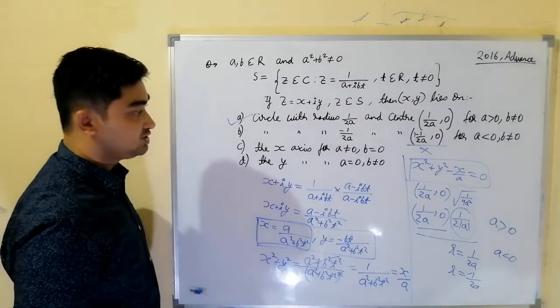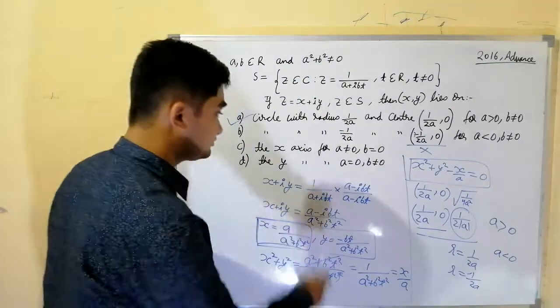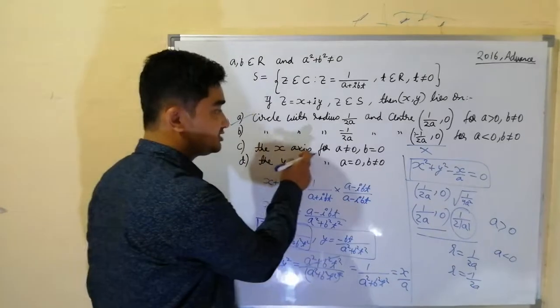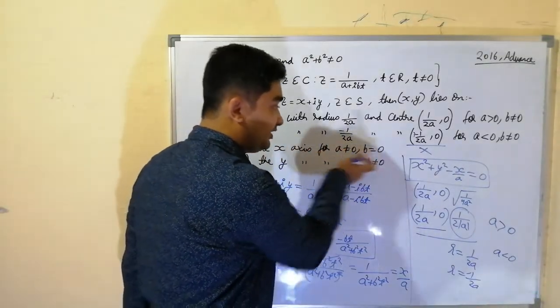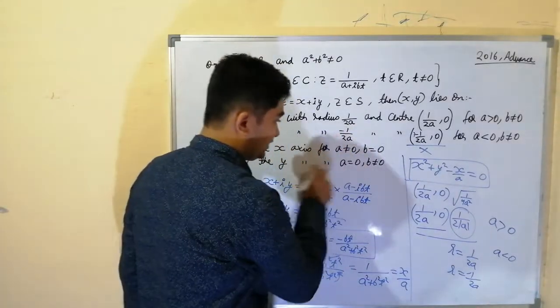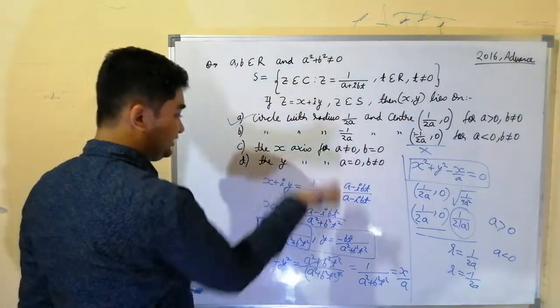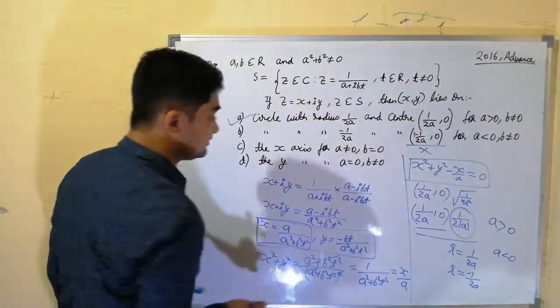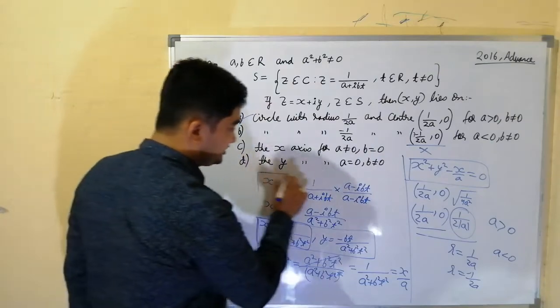Now we have to check whether option C is correct or not. They are saying that it will lie on the x-axis for a not equal to 0 and b equal to 0. Okay, then we will put this condition in our equation. Straight away we can put this here.